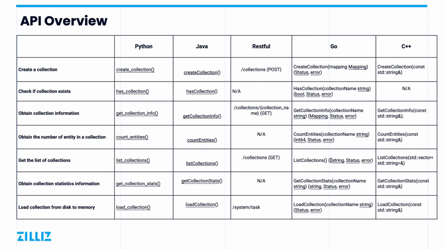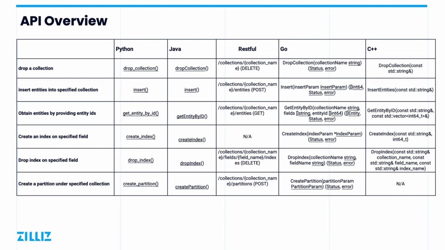LoadCollection is used to load a collection from disk to memory. This is done to speed up the search time, and it should be done once Milvus is booted up. Drop collection is used to remove a specified collection from Milvus. Insert is used to input our vectors into the system. I'll go into further details later in the lesson. Get entity by ID is used for returning the vector based on a given ID. Create index is used for selecting which index and to begin the creation of the indices. And I'll talk about this one as well later.